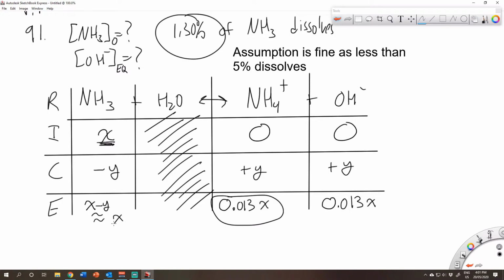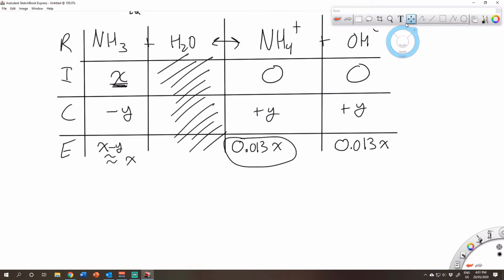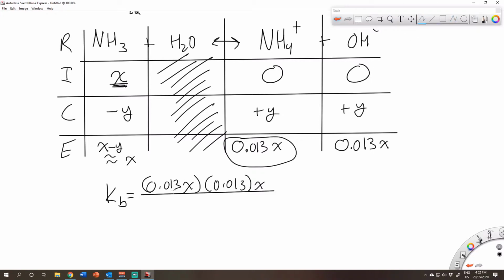All right, where do we go from here? Well, this is a weak base equilibrium, so we can set up the equilibrium equation as follows. Kb is equal to the concentration of NH4 plus, so 0.013 X, times 0.013 X, all over X. Now it still looks like we have a variable that's missing, and that's Kb.